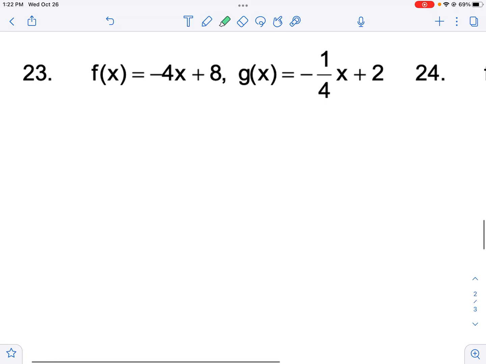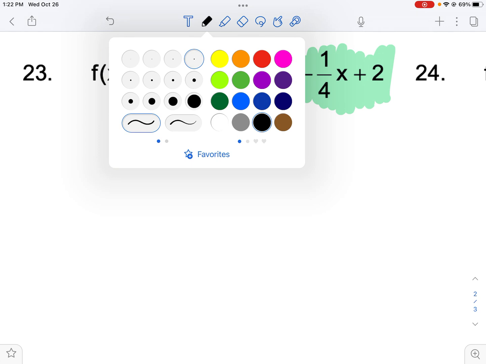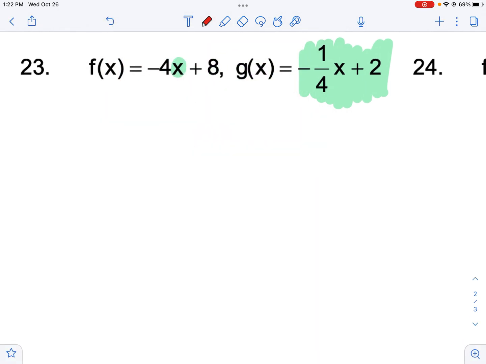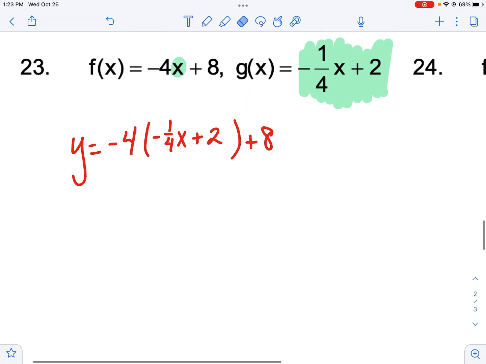All right, let's try just writing down two more. Can you take a second here and pause this video and see if you can write this function where you would substitute in the second function for x? I would pause the video, try to write it out, and then unpause and check your work. And you should get y equals negative 4, but instead of x, I'm going to write negative 1/4 x plus 2, and then I'll remember to bring down that plus 8 at the very end.